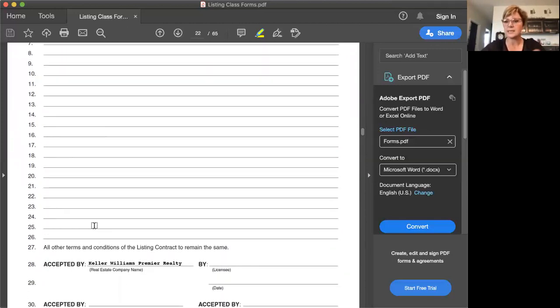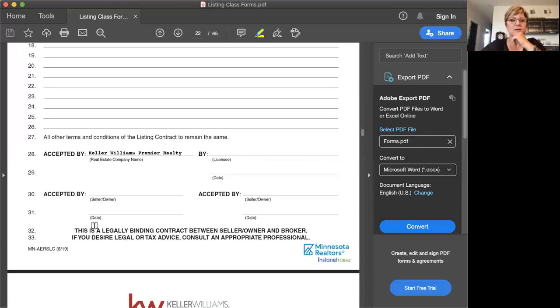Okay, make sense? Everybody knows the difference? Addendum, amendment. Yep. Okay, awesome.